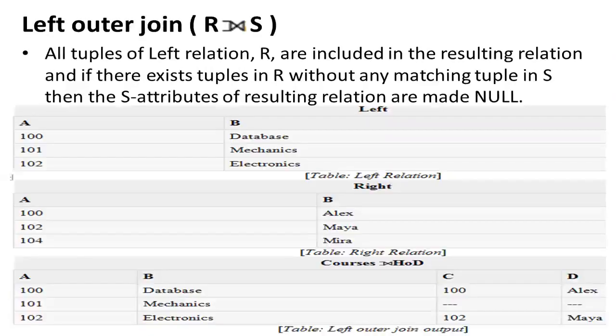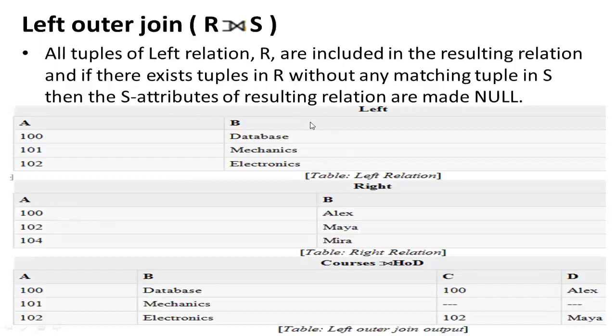So here, the left outer join, that's what we have given here. All tuples of the left relation are included in the resulting relation, right? And if there exist tuples in R without any matching tuple in S, then the S attributes of the resulting relation are made null. You are not going to add anything, you will just be making it a null value, right?